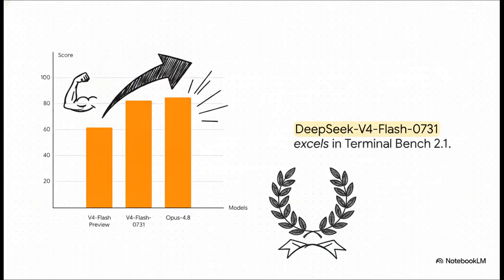Moving right along to Section 2, the benchmark breakdown. You might be wondering, how does this actually translate to real-world performance? Well, check out these Terminal Bench 2.1 scores. It is a massive leap. Even with a far smaller activated parameter count, we are seeing a jump from 61.8 in the old preview all the way up to 82.7 in this official release. That is a staggering improvement. It puts this highly efficient model right on the heels of the proprietary Opus 4.8, which scored an 85.0. It is seriously punching way above its weight class.